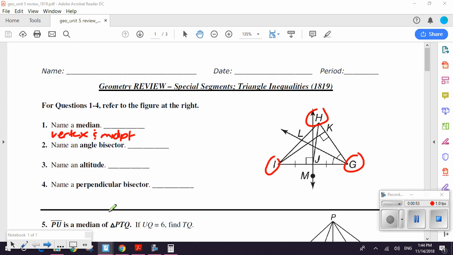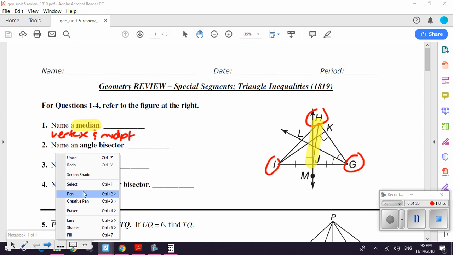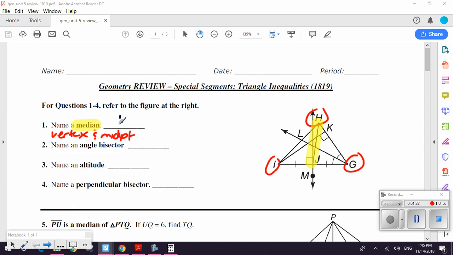So when I look at it, I start from I, go across to the other side. K is not a midpoint because I don't see tallies on both sides. If I start at H, come across, I hit J, and J is the midpoint because I do see tallies. So H, J is my median. All right. And we put a segment bar on top.